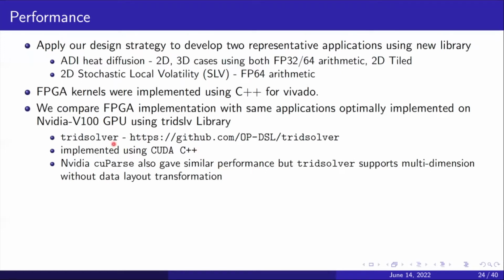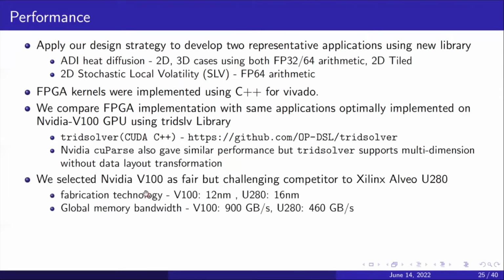We tried cuSPARSE to solve tridiagonal systems, but tridsolver gave better or similar performance when solving along dimensions, and it natively supports multi-dimensional meshes without data layout transformation. We chose the NVIDIA V100 as a fair but challenging competitor because of the close fabrication technology as well as comparable bandwidth.